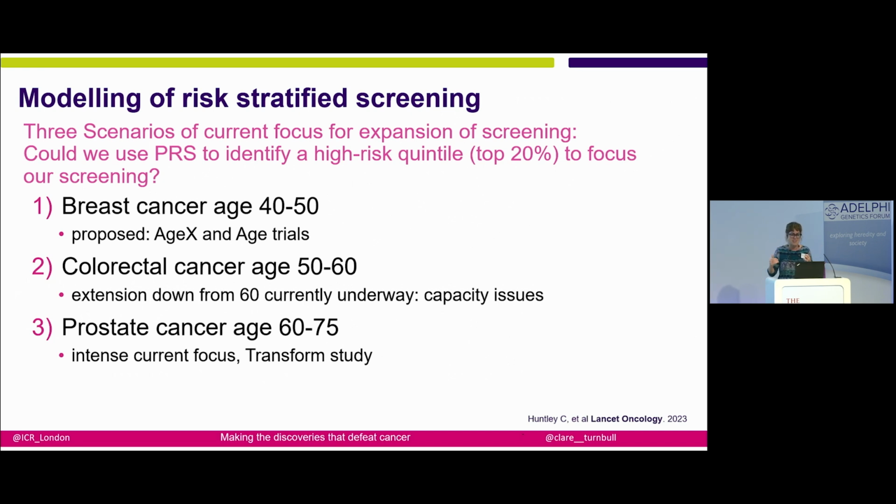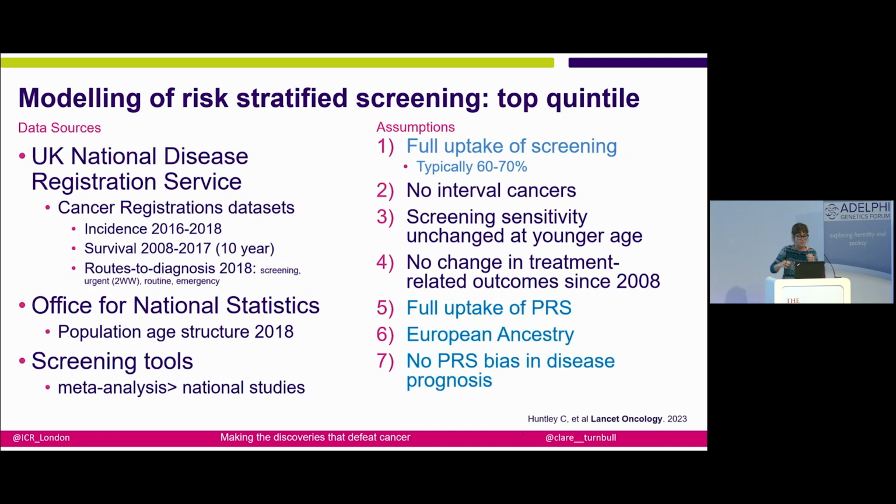So we took 3 scenarios where screening is hotly debated: going down a decade for breast cancer, and down a decade for colorectal cancer, which is already beginning to be introduced. They're trying to do that, but there's not enough capacity using the current national bowel screening. And then screening for prostate cancer, which is a hot topic, and there's a big MRI study recently announced. So these are 3 areas where we don't screen, and there's lots of talk that we should. And then we got all the data together around cancer incidence, age stratified, stage stratified, cancer survival, routes to diagnosis.